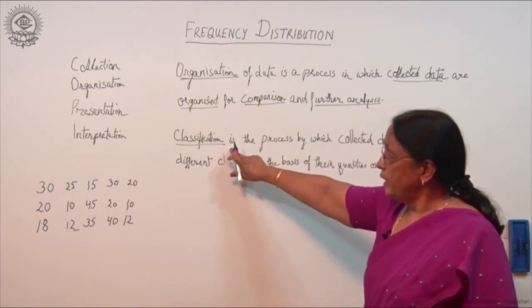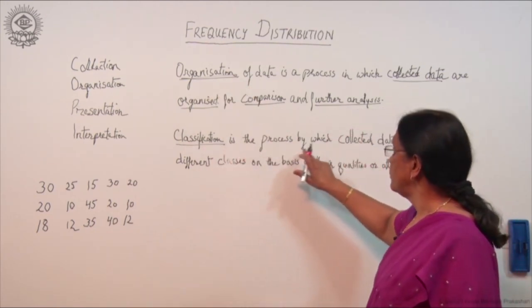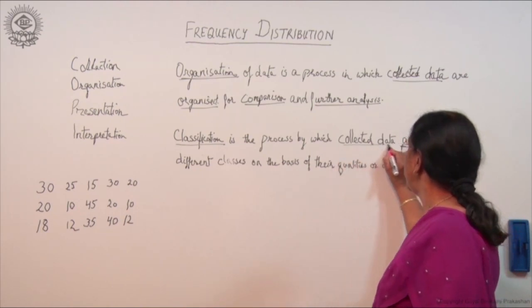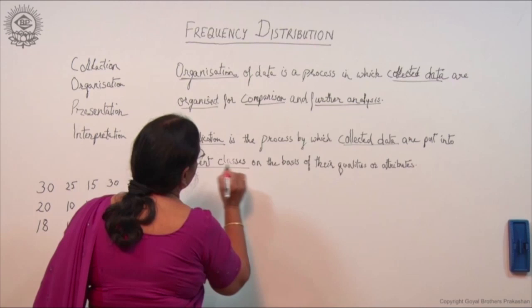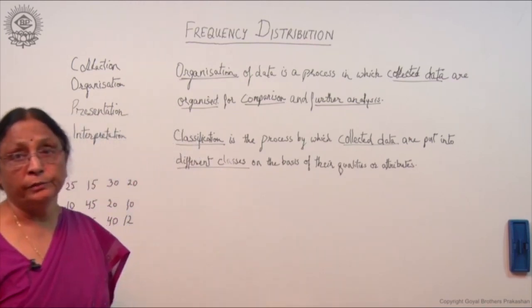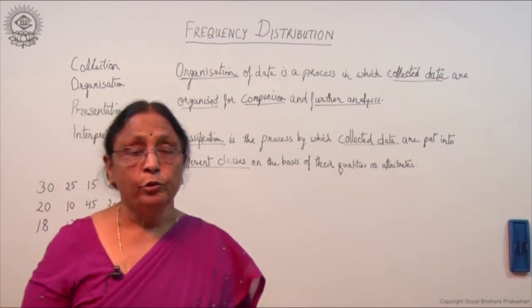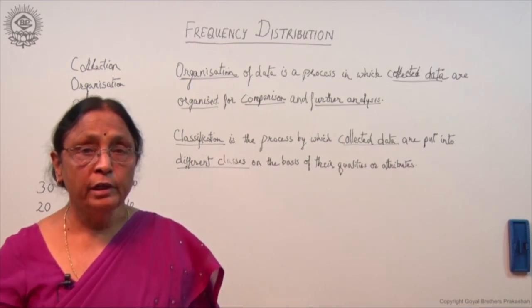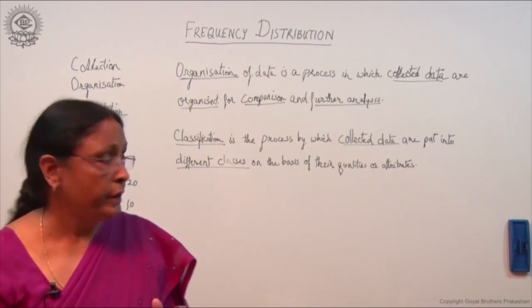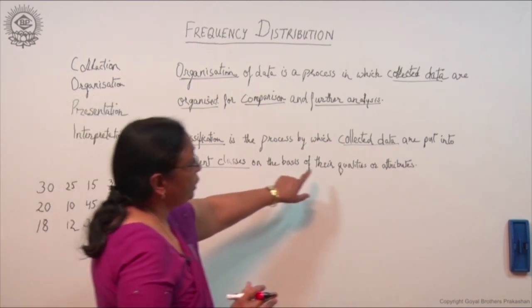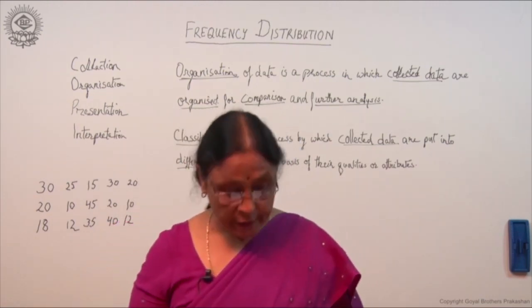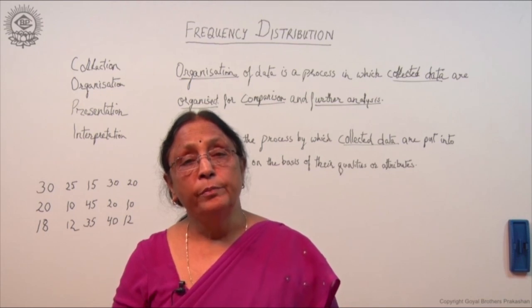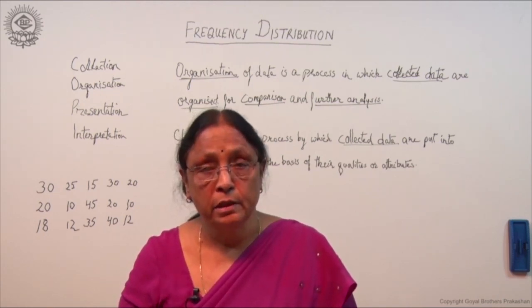So classification is the first step in organization of data. Now what is classification? Classification is the process by which collected data are put into different classes. Now what do you mean by classes here? Classes means that you divide the data into different groups or categories on the basis of their qualities and attributes. What do you mean by qualities and attributes? That means on the basis of their characteristics.